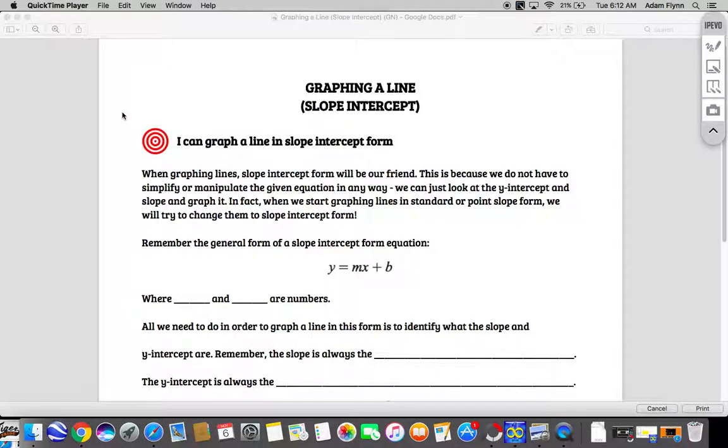This is the guided note video for graphing a line in slope-intercept form. The learning target is: I can graph a line in slope-intercept form.